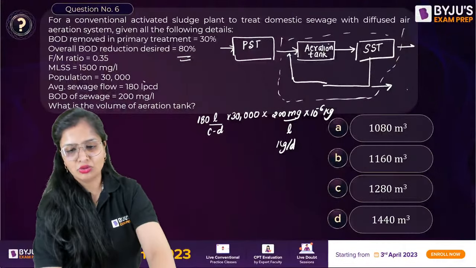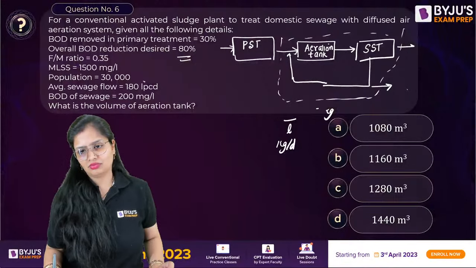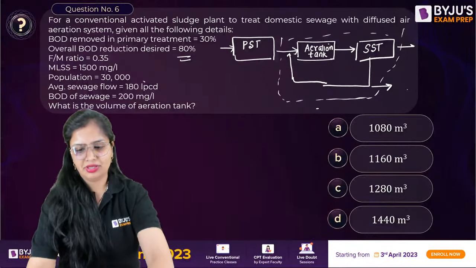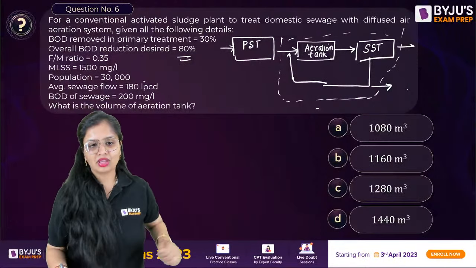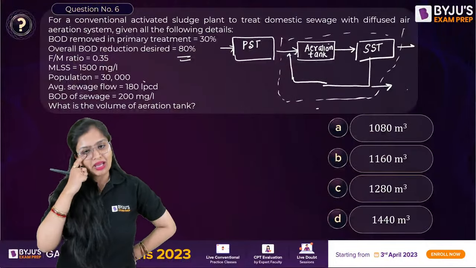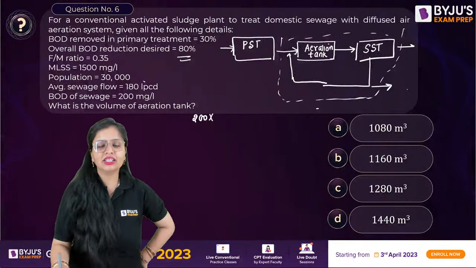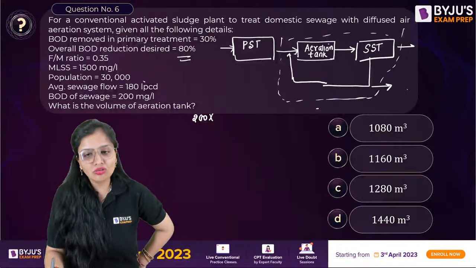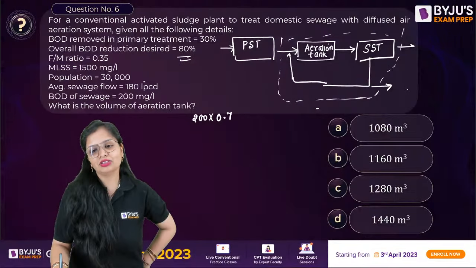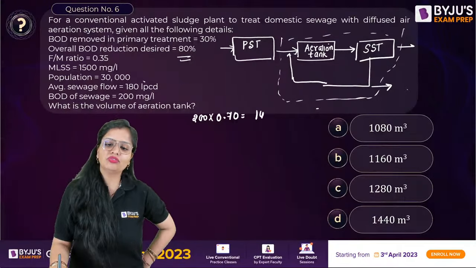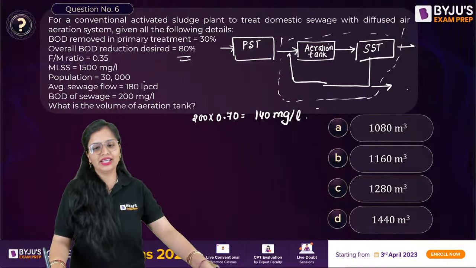Moreover, I'll tell you one more thing. BOD removal in primary treatment is 30%. That means out of 200 mg per liter, 30% is removed. So how much BOD will enter into the aeration tank? It will be 70%. So how much will this be? 140 mg per liter will be entering into the aeration tank.